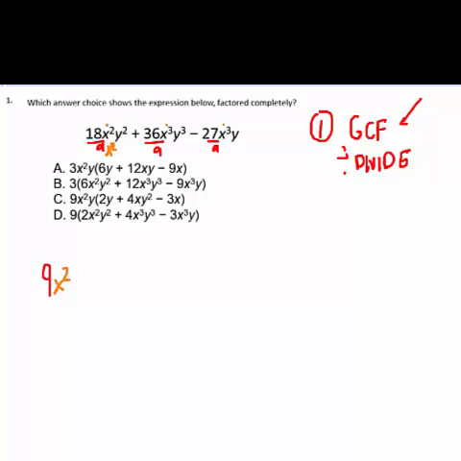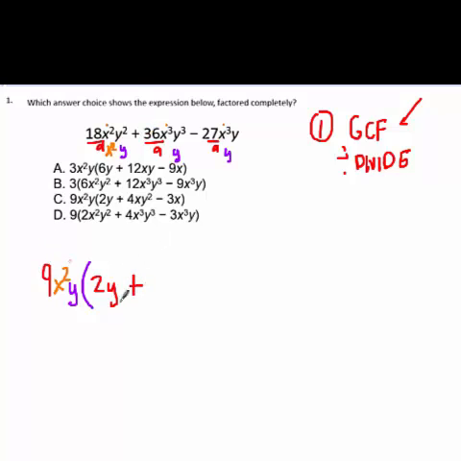And let's see what else. I got a y here, so I have a y squared, a y cubed, and a y. They all have at least one y, so I can divide them all by the one y. And so if I do that, then what is left? Well, I know 18 divided by 9 is 2. I know that x squared divided by x squared is nothing. I know that y squared divided by y is a y. And then that's the first term.